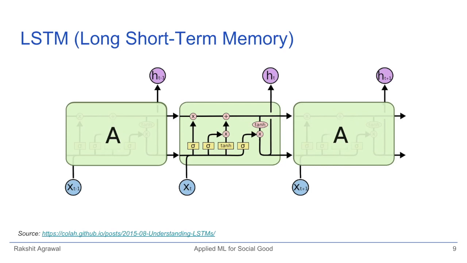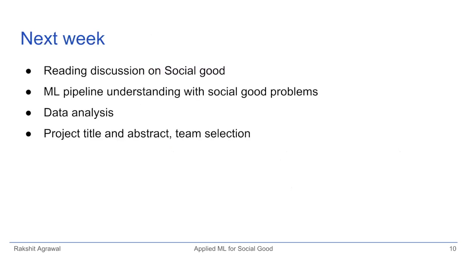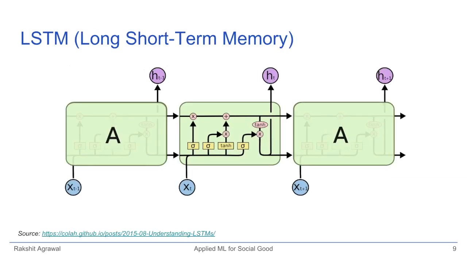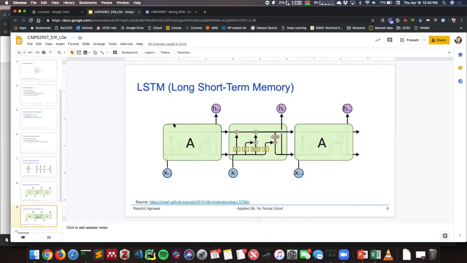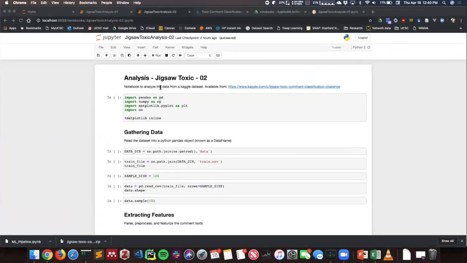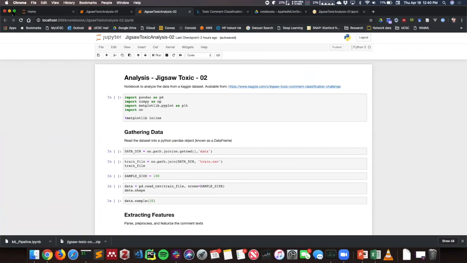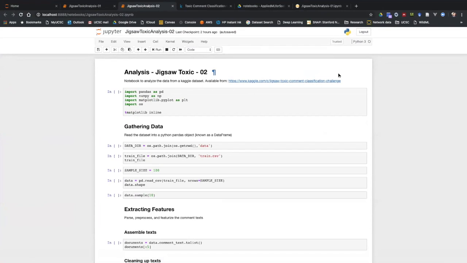So the cells can be changed. The three most famous cells are simple RNN, GRU, gated recurrent unit, and LSTM. So this is LSTM. And now let's move back to the code that we were working on so that we can see how to use this. Okay, can you just check if the code is visible? Yeah. Okay.